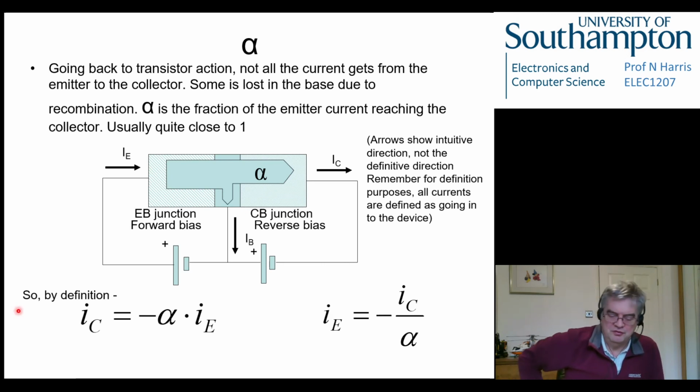So how accurate is this? Is this a good way of approaching it? We just need to have a little bit of a look inside the transistor again and define some other variables. And there's one called alpha.